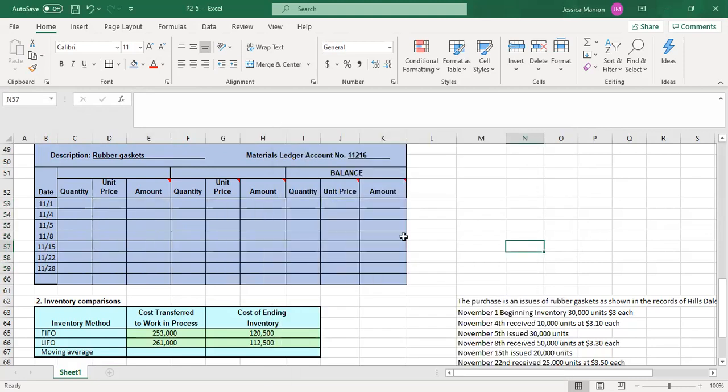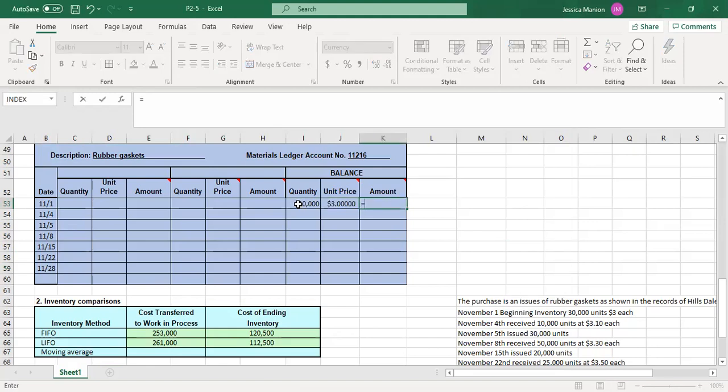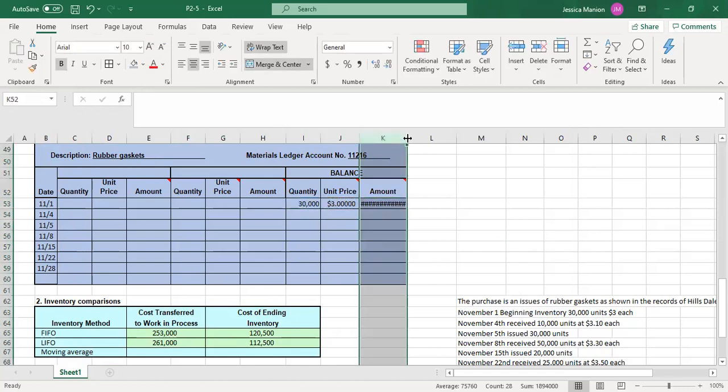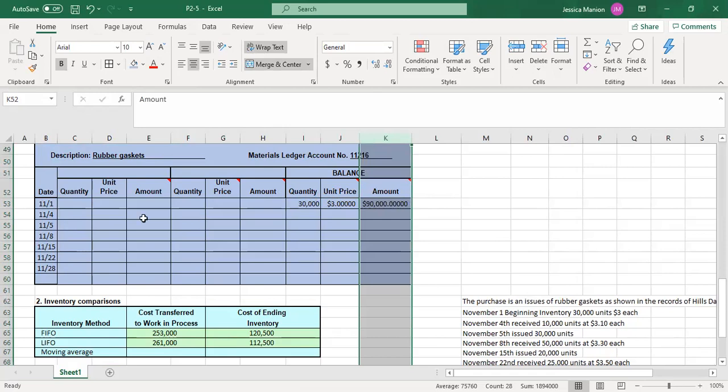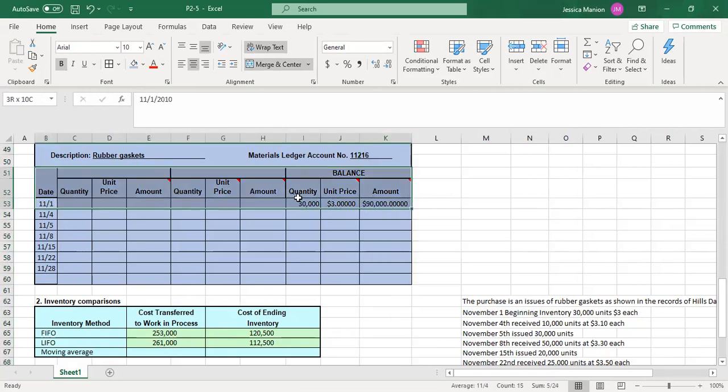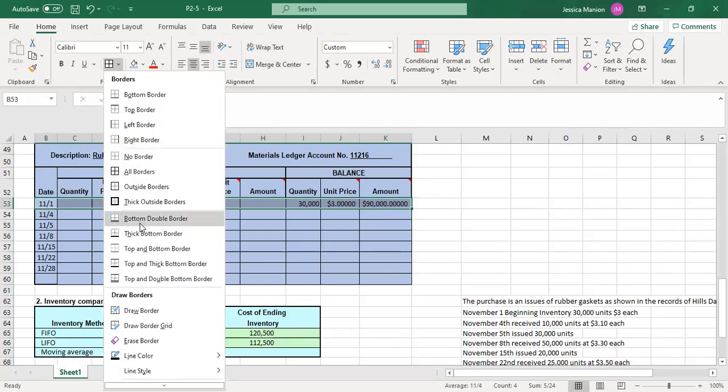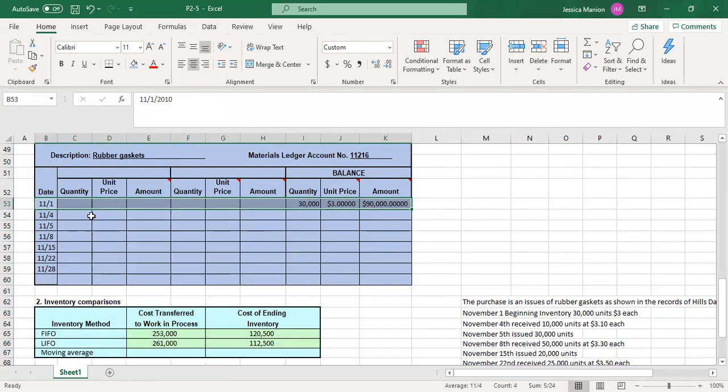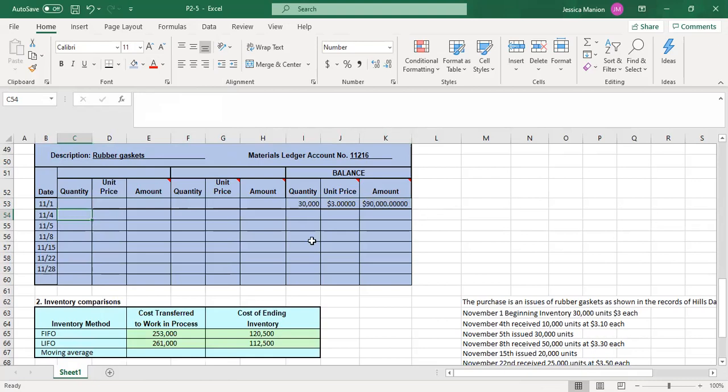Okay, so November 1 beginning inventory balance: 30,000 units at $3 each. So 30,000 times $3 each is what we would look like after November 1st. Again, that's the same with all 3 methods, right? We haven't really done any transactions yet. That's just our beginning inventory, right?